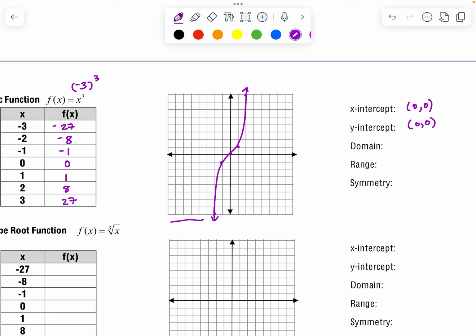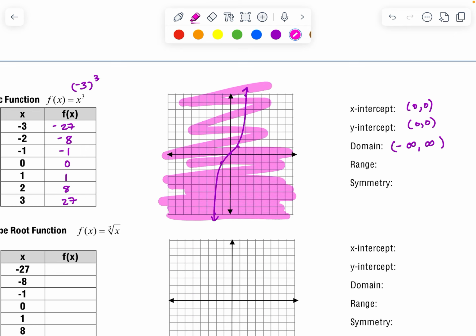Our domain, like I just said, all the numbers to the left work because we can plug in any negative number or positive number in for x and we'll shoot it and we'll have an output. So this goes from negative infinity to infinity. Our range also, if we scan upwards from the bottom, we have negative values all the way down and all the way up. So this also goes from negative infinity to positive infinity.